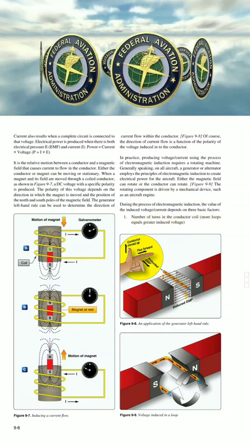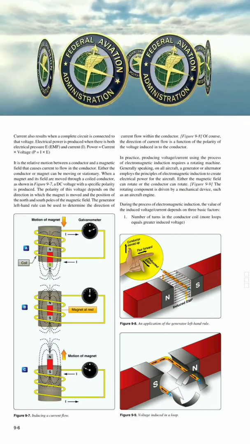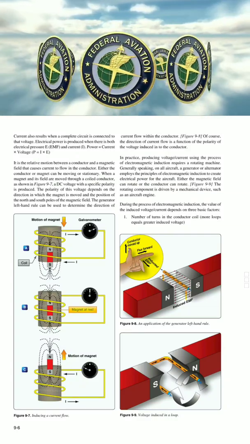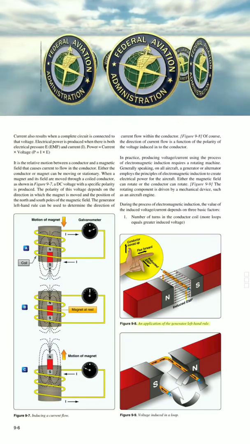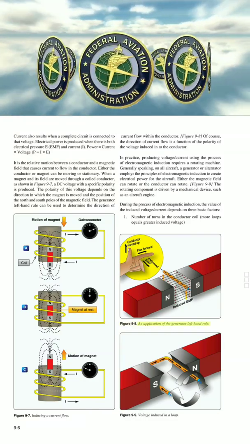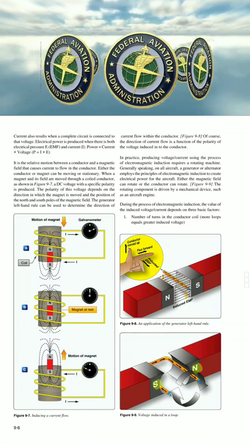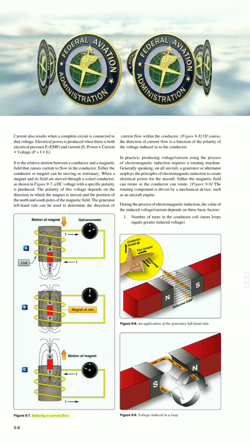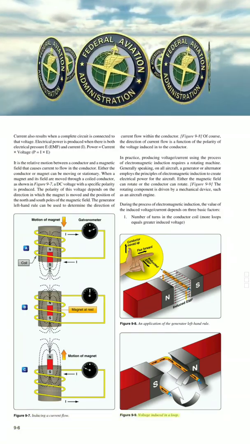Figure 9-8. An application of the generator left-hand rule. Figure 9-7. Inducing a current flow. Figure 9-9. Voltage induced in a loop.